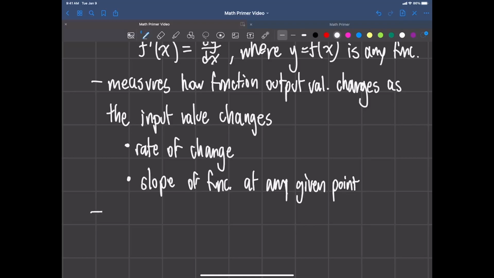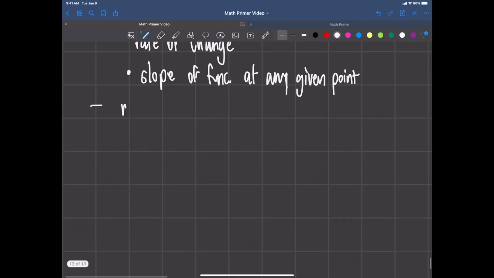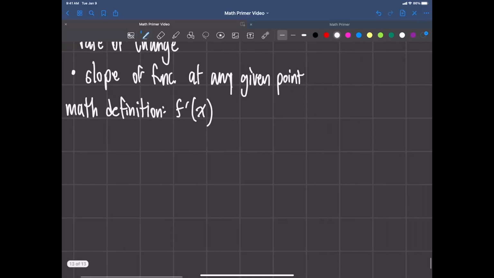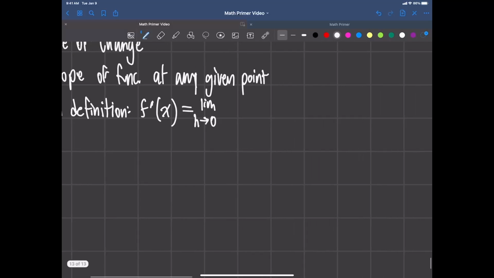The mathematical definition of a derivative is f prime of x, we say this little apostrophe is f prime, equals the limit as h approaches 0 of f of x plus h, x increased by a small amount of h because as h approaches 0, minus f of x, over h.